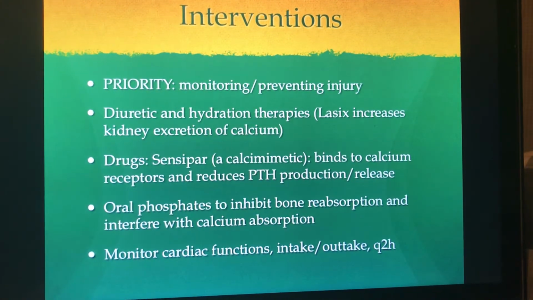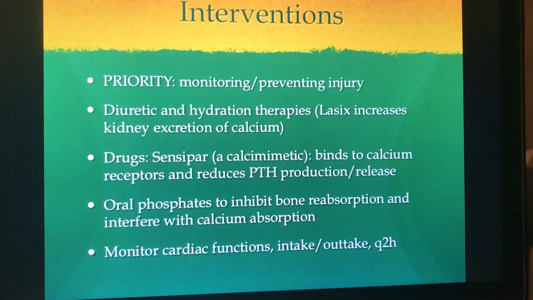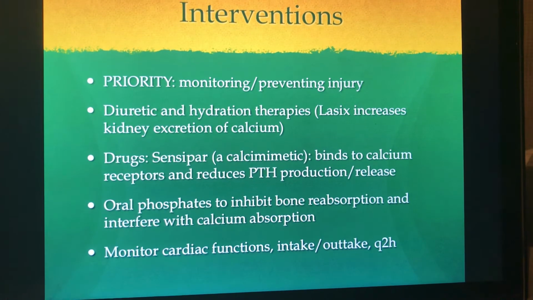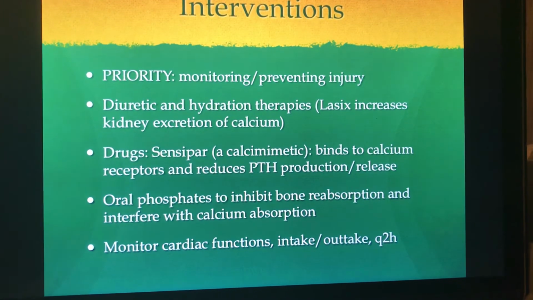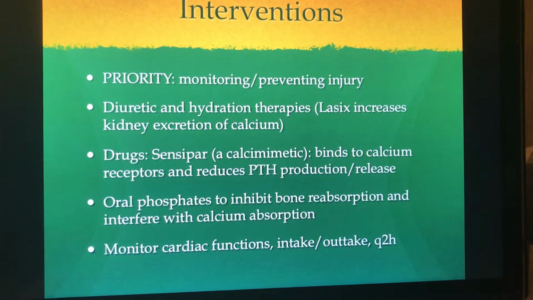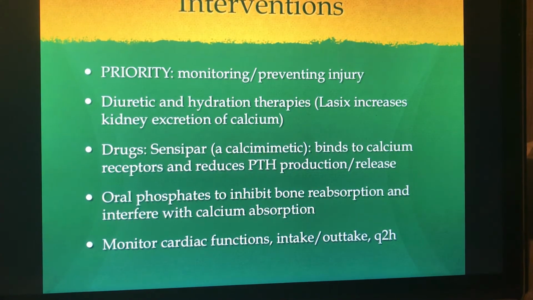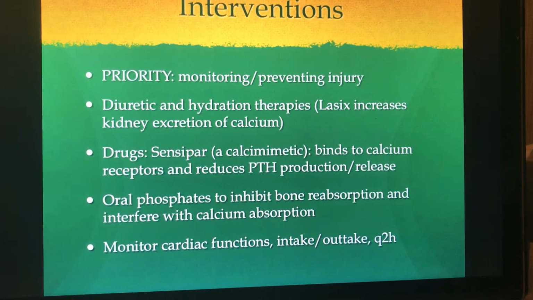Oral phosphates can inhibit bone reabsorption and interfere with calcium absorption, which is what the kidneys do when they have hyperparathyroidism. They absorb calcium. And you only want to give phosphate through the IV if you really need to get the calcium levels down quickly. And you also want to monitor their cardiac functions and their intake and output every 2 hours.